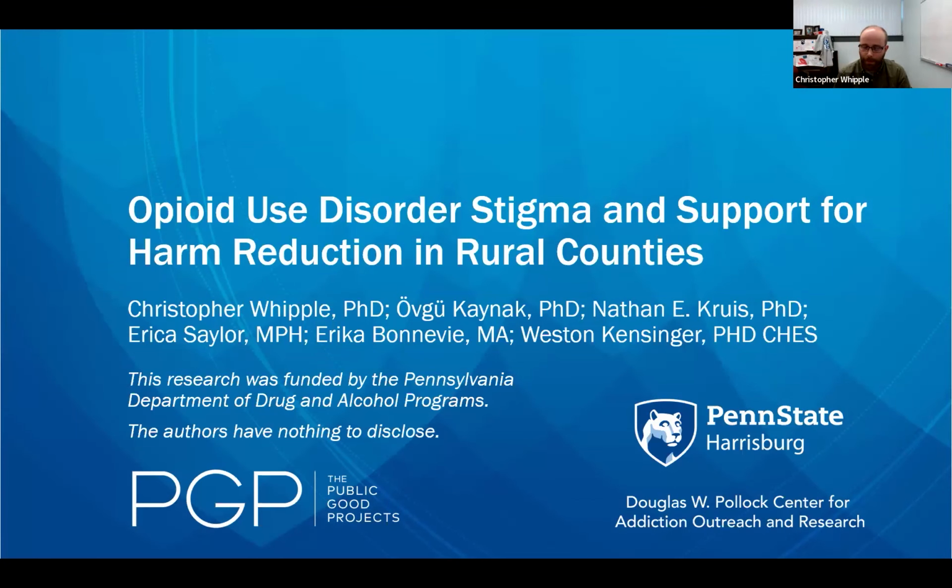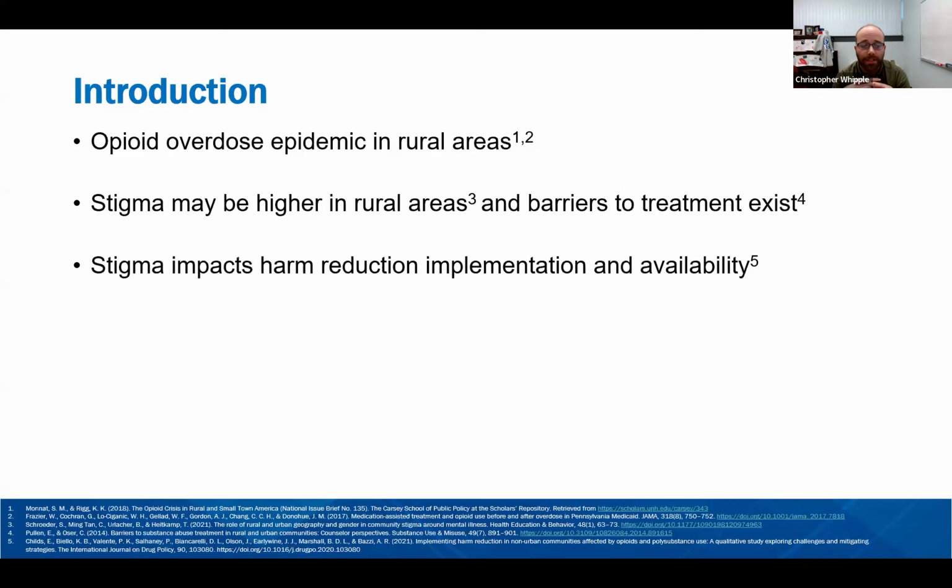And so for this study, we're going to be looking at stigma and support for harm reduction strategies, specifically for people in rural areas. Nathan and Övgü already touched on a lot of the introductory stuff about stigma, about opioid overdoses and opioid use disorder. So I'll just touch briefly on some pieces specific to our rural areas. In rural areas recently, they've seen a significant increase in opioid overdoses. Over the past few years, there's been about a 700% increase in opioid mortality rates in rural areas.